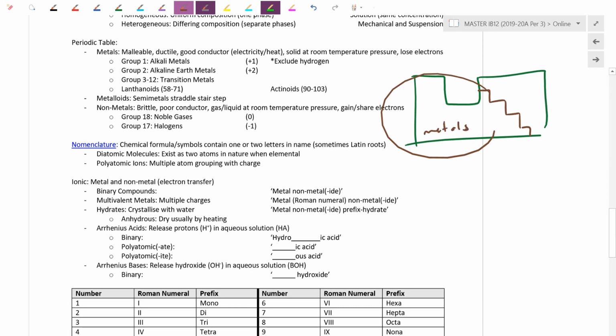We have our common properties for metals here. They tend to be solids in a regular exposure, malleable, ductile. We look at the group number: alkali metals, alkaline earth metals. We get less and less metallic as you go to the right.